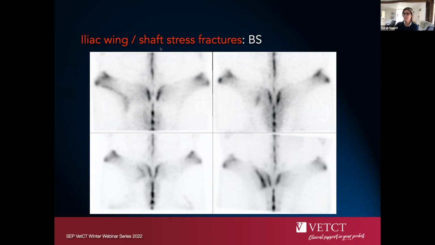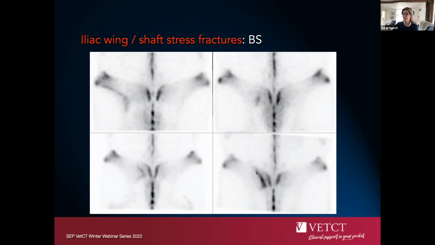So if you have a negative scan but your horse presents as though they have a stress injury developing, it doesn't mean it's not there. So they present various sort of configurations. Most commonly would be this one here, coming from the caudal border of the wing, coming slightly proximally. This would be the early sign, and then they tend to propagate cranially, as I said, towards the cranial border.